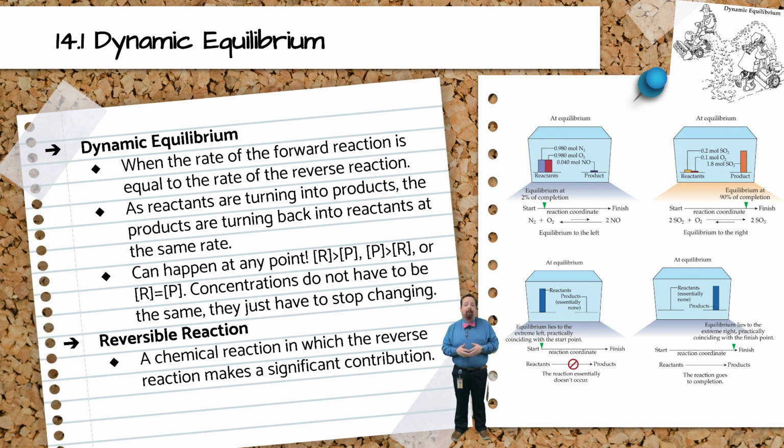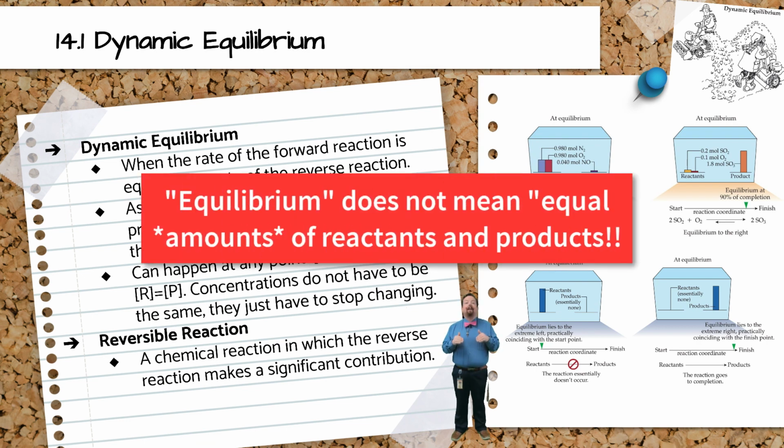We call these equilibria dynamic to help remember that reactions are still happening in both directions. They're not stagnant. It's just that since reactants are turning to products at the same rate that products are turning back to reactants, it looks like nothing is changing to us. Once the forward and reverse rates become equal, the concentrations of reactants and products stop changing, whether or not the amount of reactants and products are equal to each other. Go ahead and get that in your head right now. Equilibrium does not mean equal amounts of reactants and products.